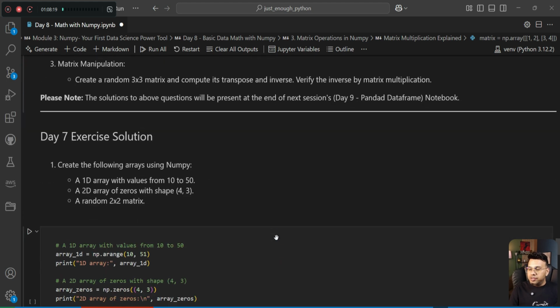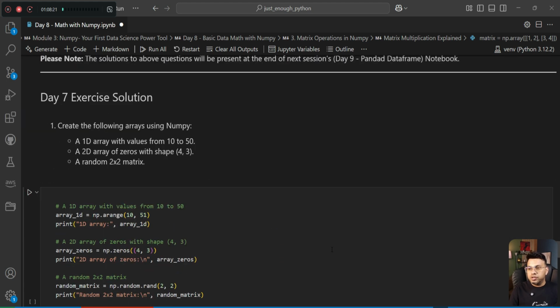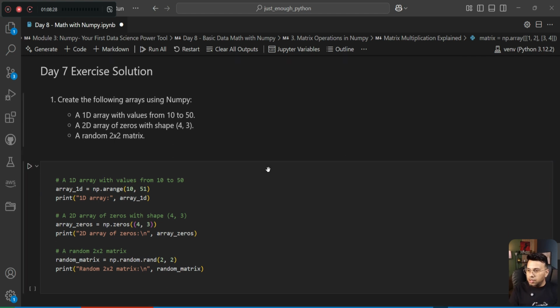With that, we reach the section where we solve the previous video's questions. So day 7, exercise solutions. Now the first question was, create the following array using NumPy: a 1-dimensional array with values from 10 to 50, a 2-dimensional array of zeros with shape 4, 3, that is 4 rows and 3 columns, and then a random 2 by 2 matrix, which is 2 rows and 2 columns.